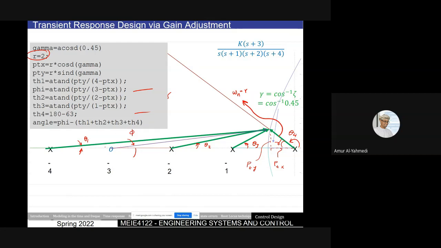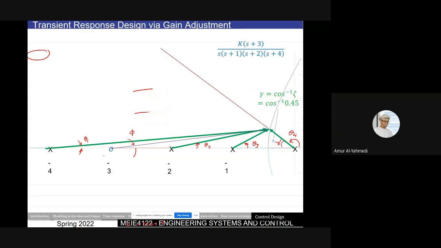I want you to do that now. Sorry, I'll go back here. I want you to do that using the C lab. So you'll have 5 minutes to try it. You need to calculate theta 1, theta 2, theta 3, theta 4. If you know gamma, and gamma is known, cosine inverse 0.45, calculate on that basis PTX and PTY, and then calculate theta 1, theta 2 and phi.